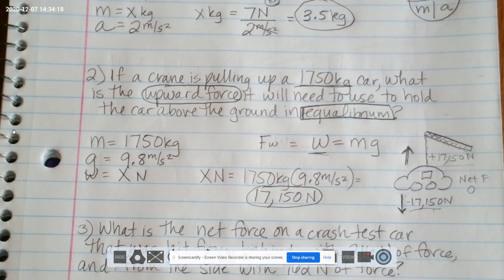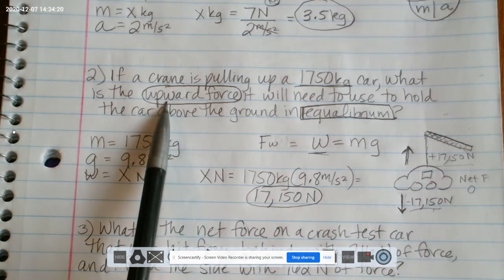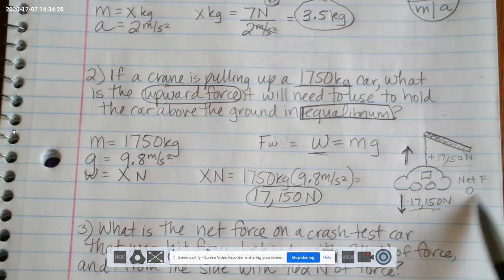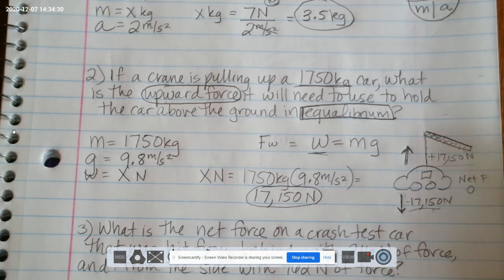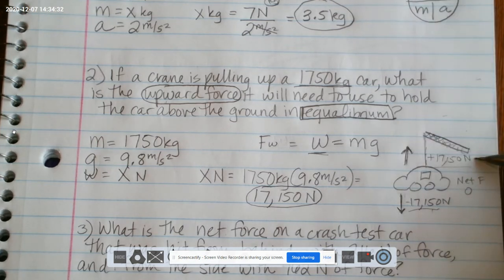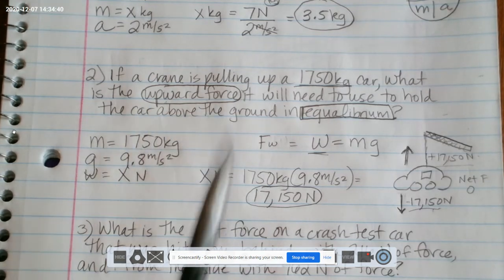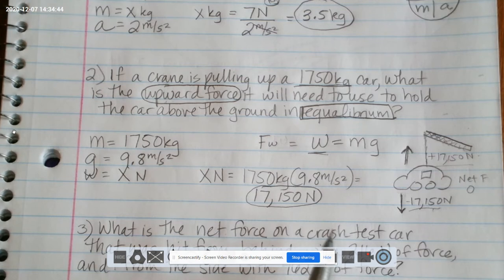So the key was, note that I asked for the upward force. Some kids in my last period said, well, if it was balanced, the net force is 0. Correct, but I didn't ask for the net force. I asked what the upward force would be needed to balance it and keep it in equilibrium. So that's the key there, reading what I'm asking for. Okay, so upward force of 17,150 newtons.